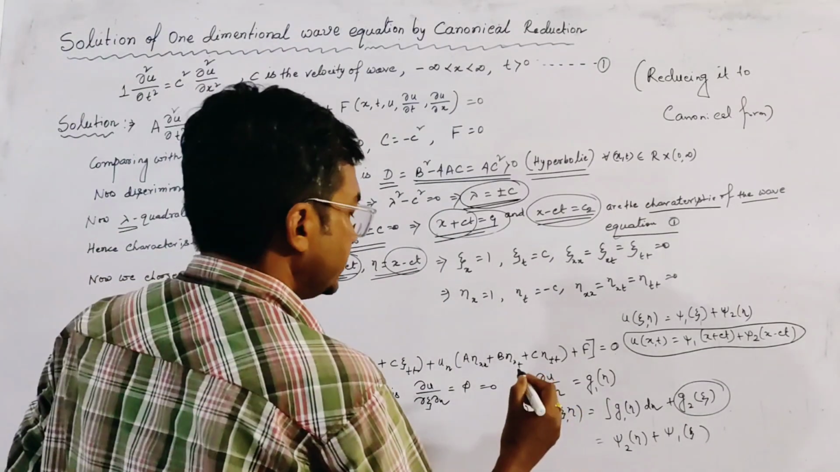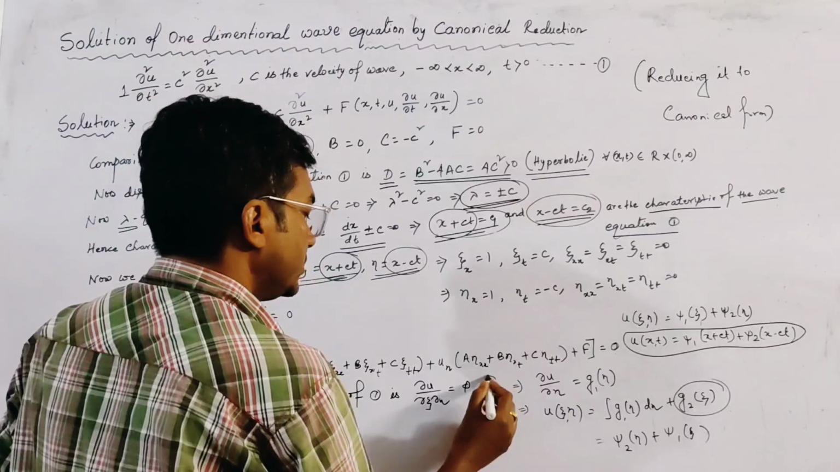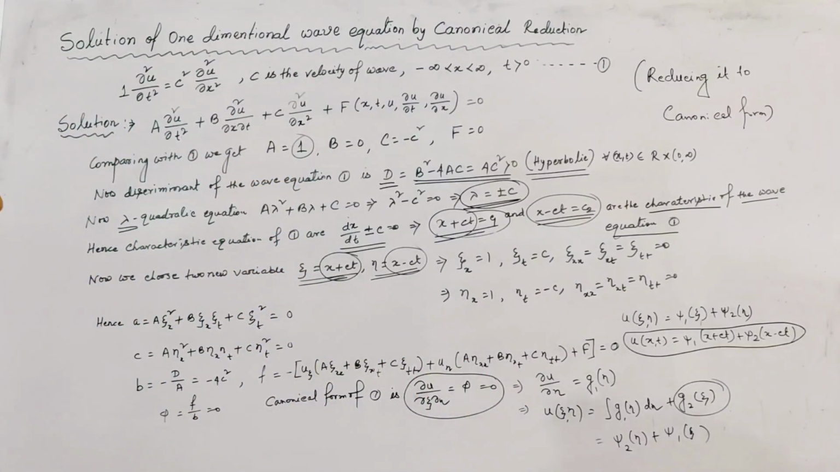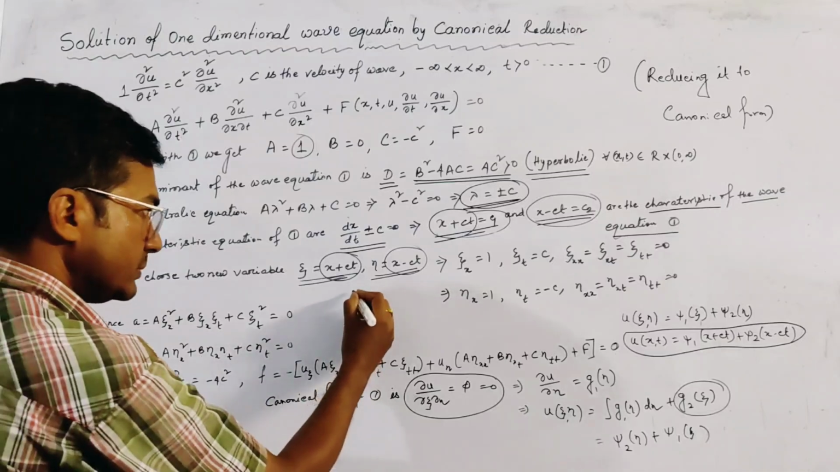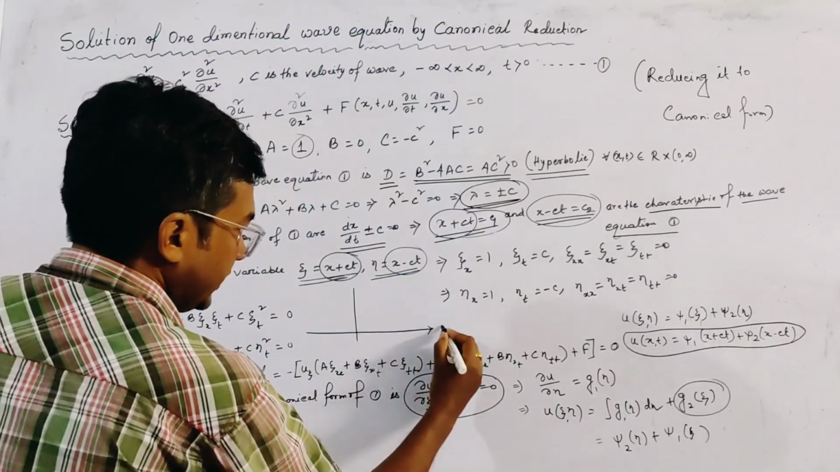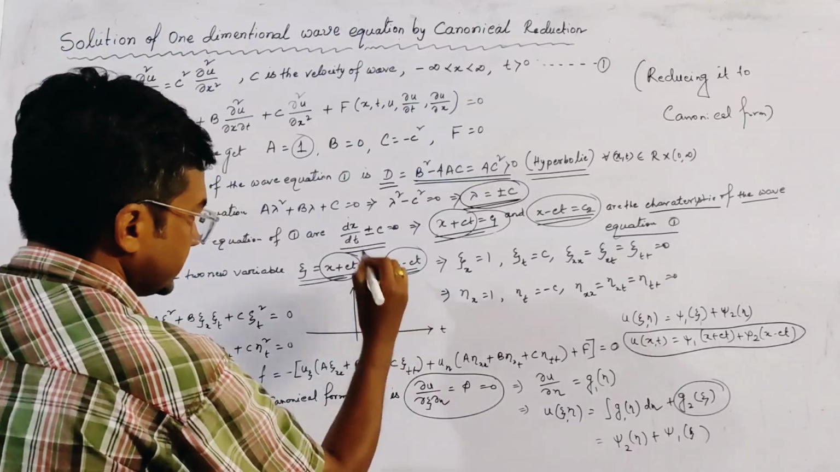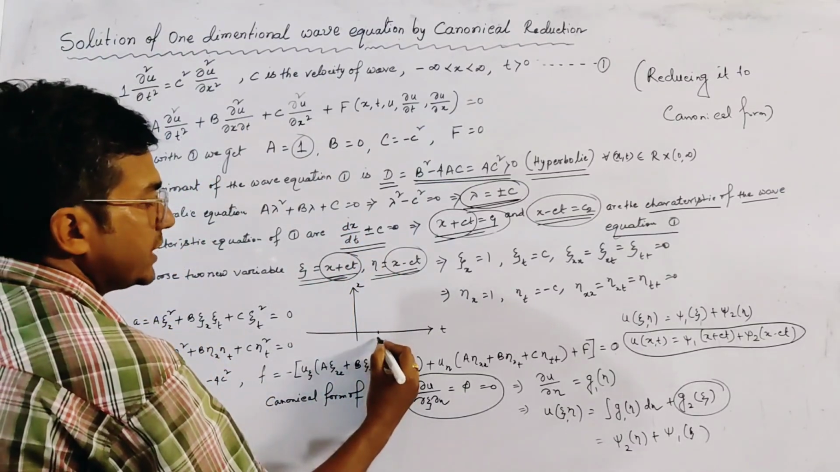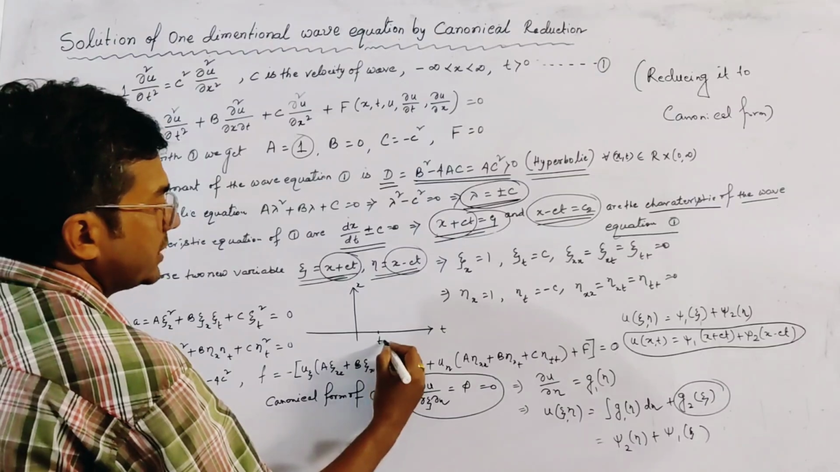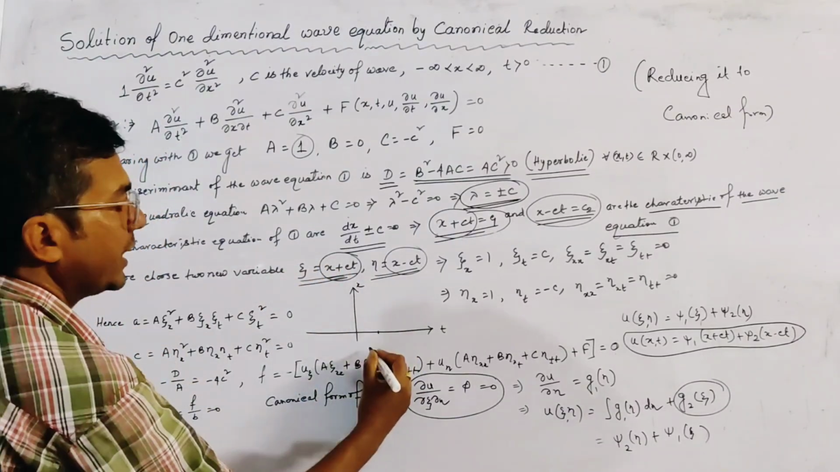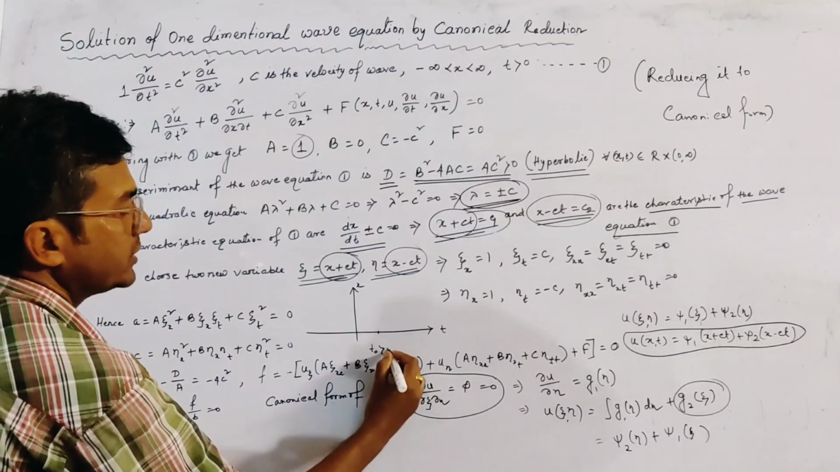And here this is the canonical form, right? This is the canonical form of the one-dimensional wave equation. Now if we draw a rough picture of the t-axis and x-axis and we consider a fixed point on the t-axis, and this is named as t0, or we take any fixed time t0 greater than 0.